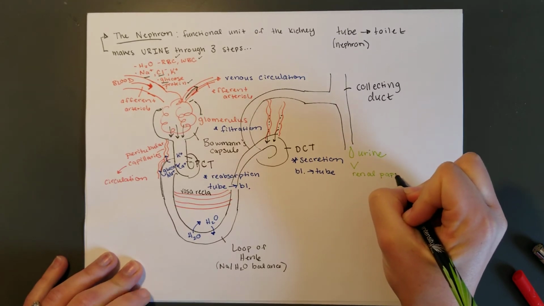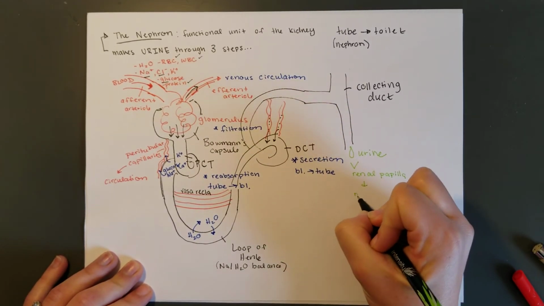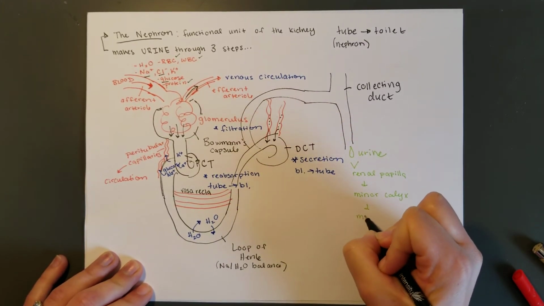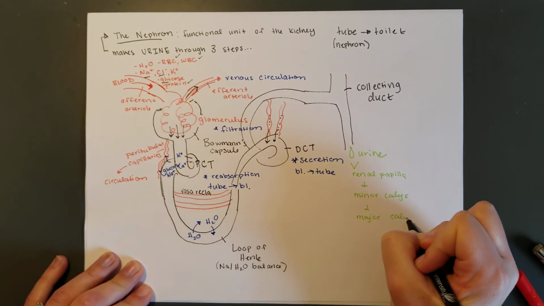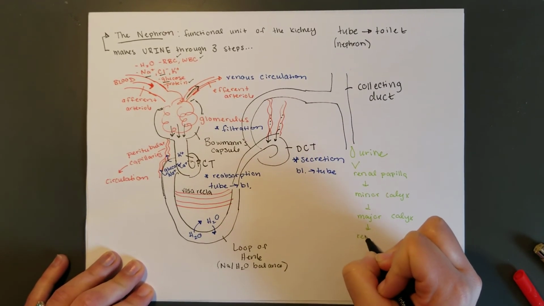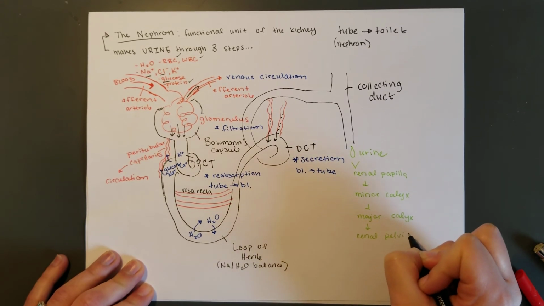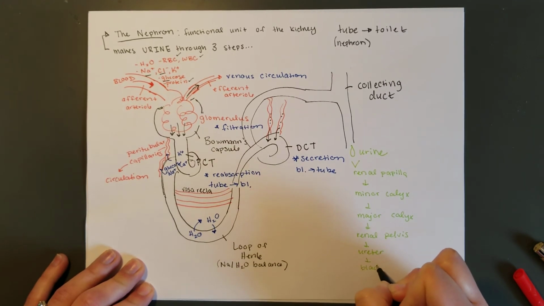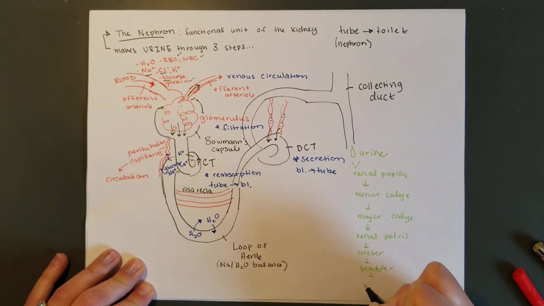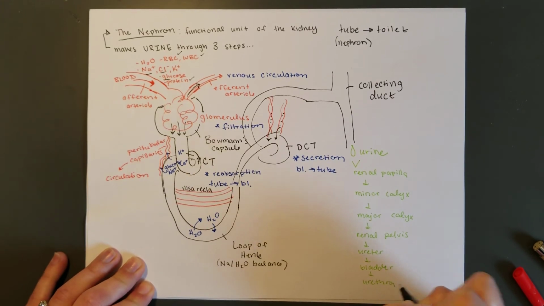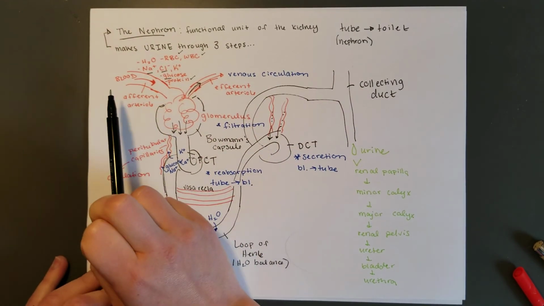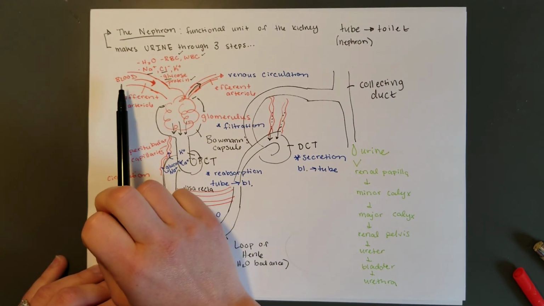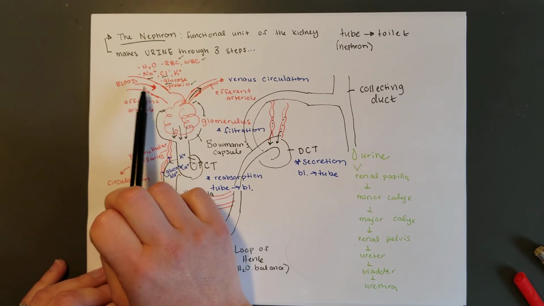And basically at the collecting duct, you've just formed urine, right? So what comes out of the collecting duct is going to be urine. And of course, that is going to be emptied into the renal papilla. And then from the renal papilla, we go to minor calyx. From minor calyx, we go to major calyx. From major calyx, we go to renal pelvis, which goes to the ureter, which goes to the urinary bladder, which goes to the urethra, into the exterior of the body.